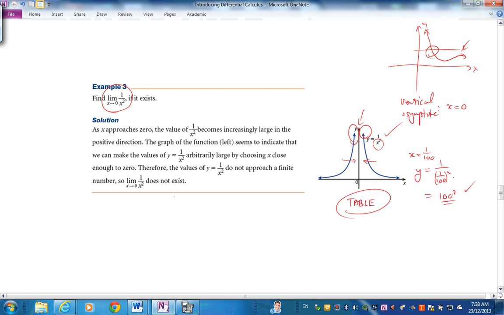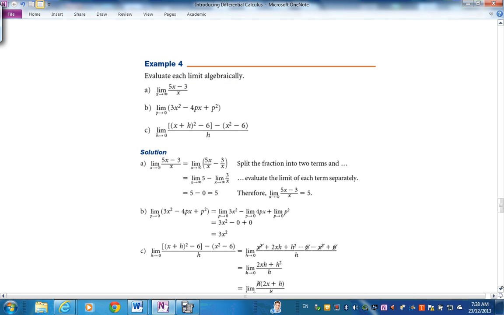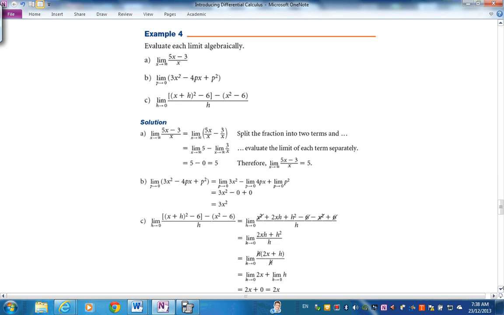So therefore we say, come back to Pearson's, you can read that as well. The limit as x tends to 0 of 1 on x squared does not exist. There isn't a limit. There isn't a value L which we can make the function arbitrarily close to, closer and closer to, as x tends to 0. It takes off. There's no finite value. Alright, let's come to example 4, and then I'll get you to do some.